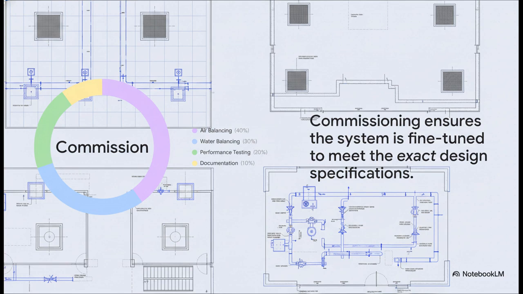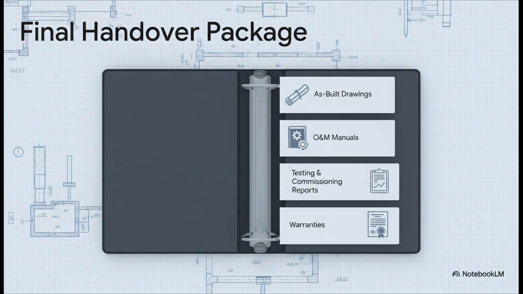Then it's time to pull all the final paperwork together. A project isn't truly done until you deliver what I call the project's legacy. This is a package of critical documents. It includes the as-built drawings that show exactly how everything was installed, detailed O&M manuals for the team that will run the building, all of our testing reports, and of course, the warranties for every piece of equipment. This is the final official record.